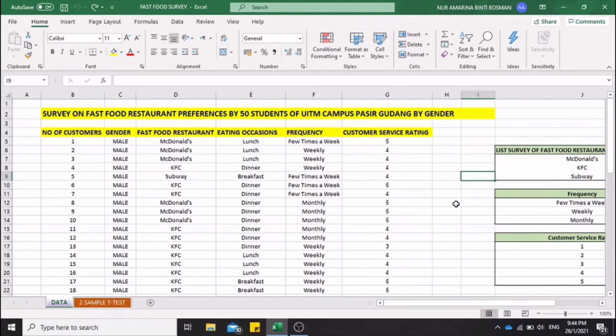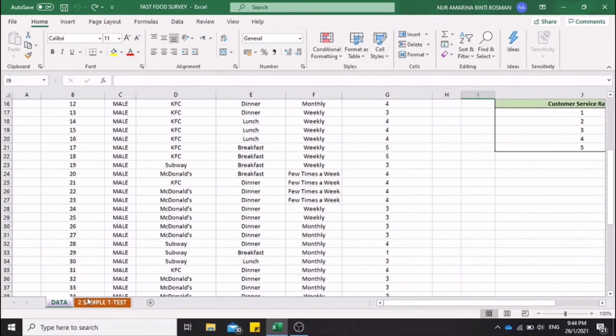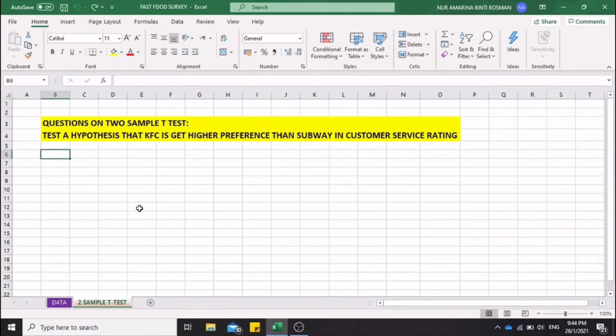Today I would like to show you how to calculate the t-test two sample assuming unequal variances. Here is the data that I got on the survey, and this survey is based on fast food restaurant preferences by 50 students of UiTM campus Pasir Gudang by gender. Next you have to read the question, and the question on the two sample t-test is: there's a hypothesis that KFC gets higher preference than Subway in customer service rating.